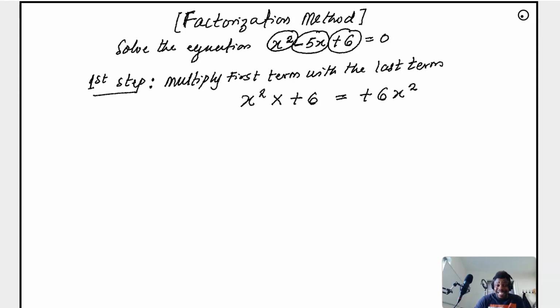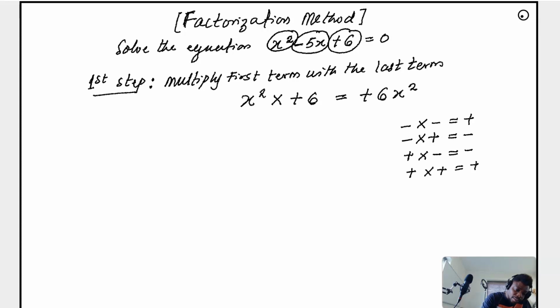Now, before we go to the second step, you need to remember this that I'm about to write. Minus times minus is plus. Minus times plus is minus. Plus times minus is minus. Plus times plus is plus. This is very, very important for you to know. So write it somewhere. So, second step.